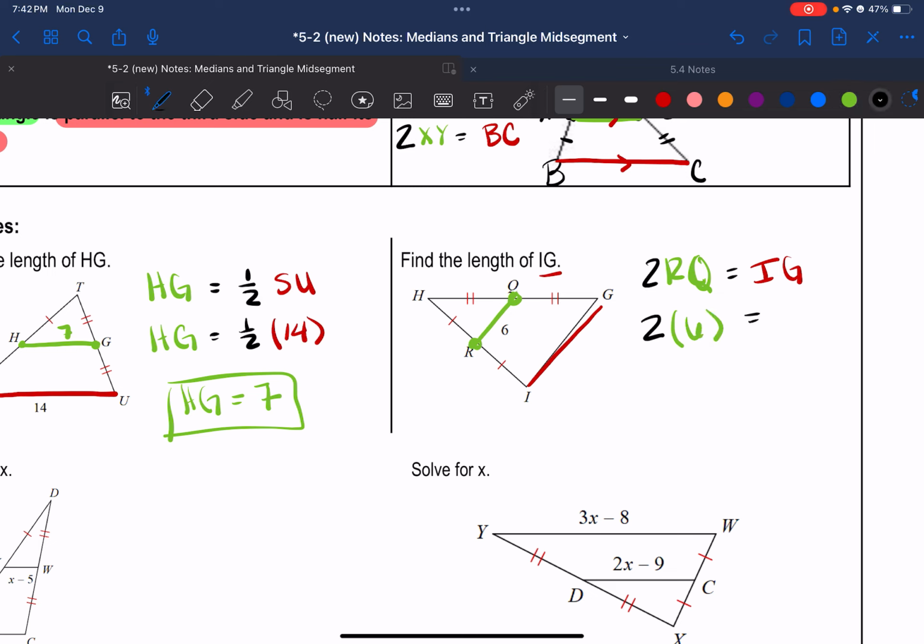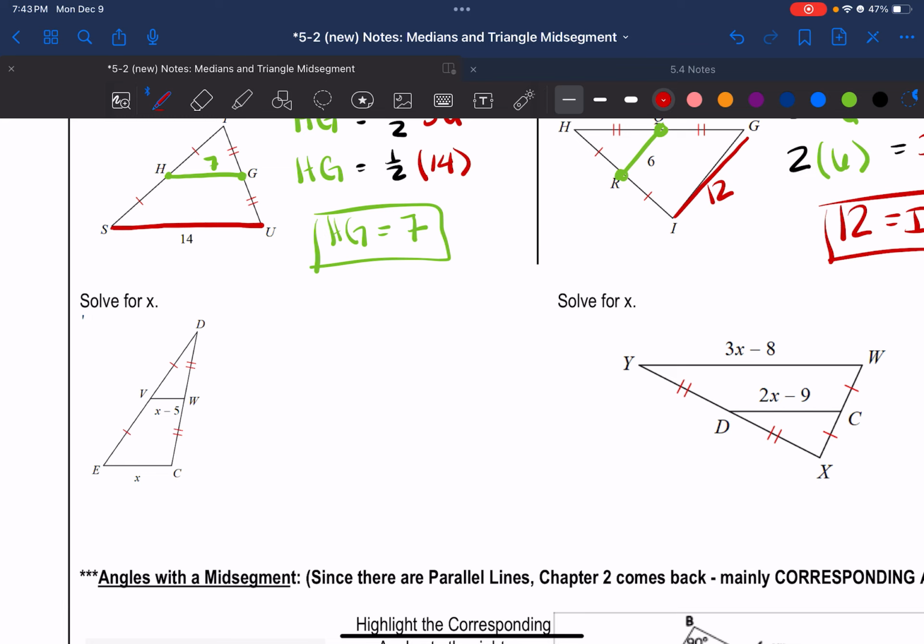Okay, so those problems above had numbers on them. These two problems are not going to have numbers. We're going to always multiply the short side. So again, here are your two midpoints. So we are going to double the short side, which for us is VW, and we're going to set it equal to the long side, which is EC.